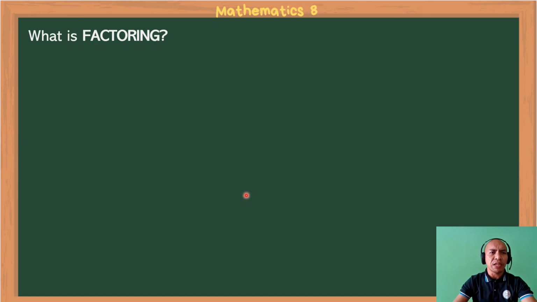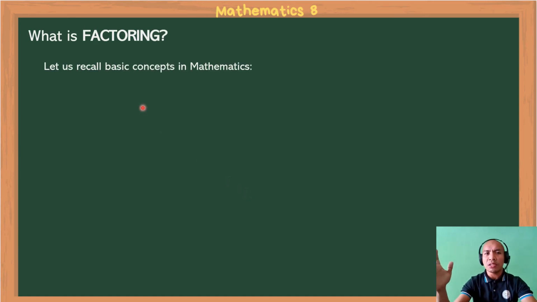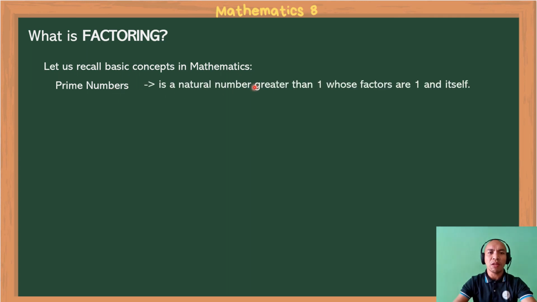Then what is factoring? Let us remember lessons way back in elementary. These numbers had been introduced to us, like prime numbers. We all know that prime numbers are natural numbers greater than 1 whose factors are 1 and itself. For example, 2, 3, 5, 7, 11, and so on. As you can see, the factors of 2 are only 1 and itself. So 1 times 2 is 2. There are no other numbers that we can multiply to get this number except 1 and itself.